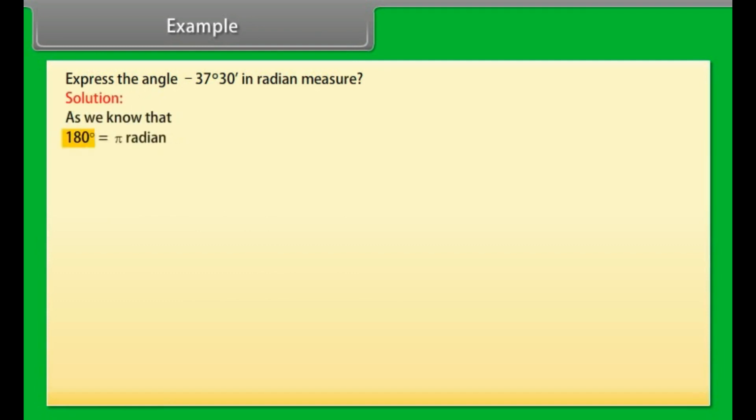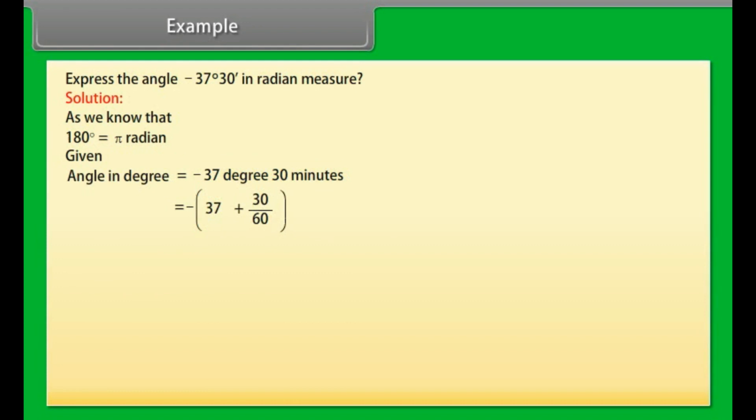Example. Express the angle minus 37 degrees 30 minutes in radian measure. Solution. As we know that 180 degrees is equal to pi radian. Given angle in degrees is minus 37 degrees 30 minutes, which is equal to minus of 37 plus 30/60, which is minus of 37 plus 0.5, which is minus 37.5.